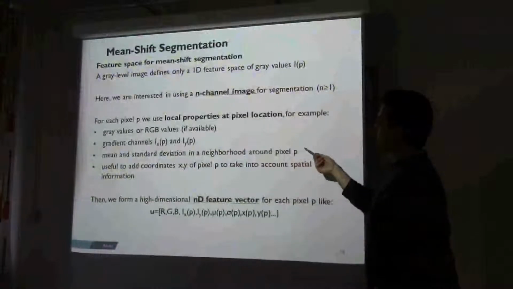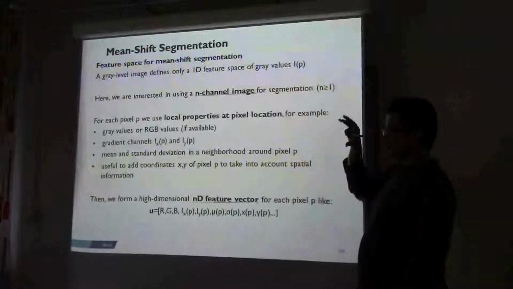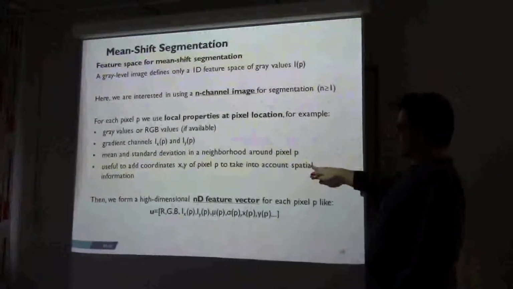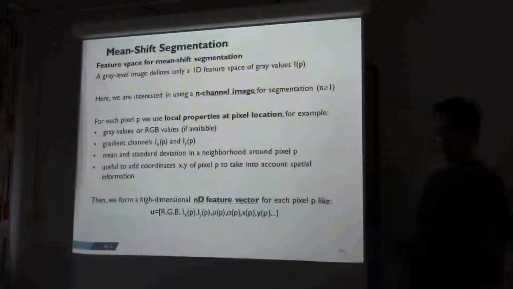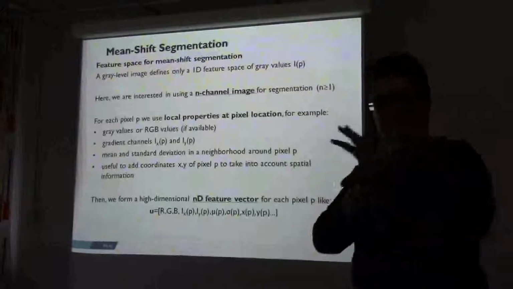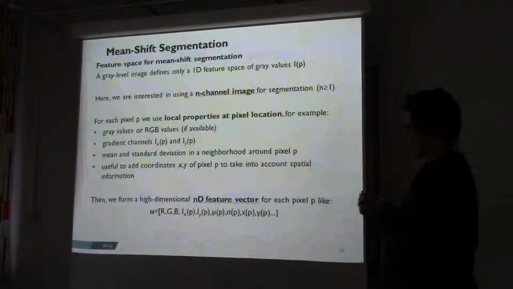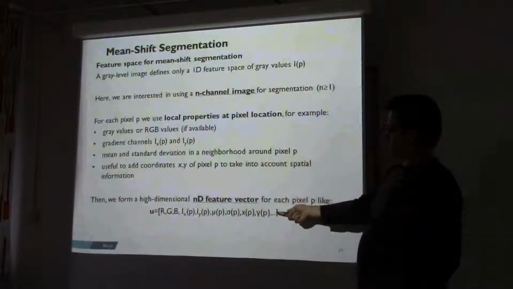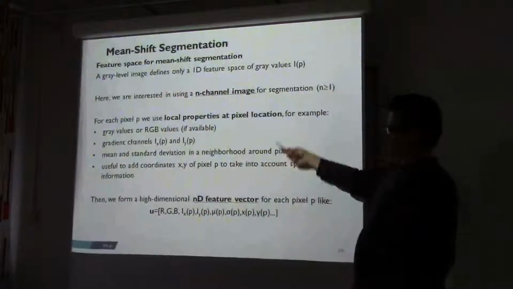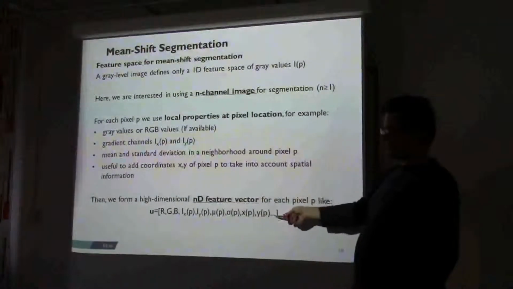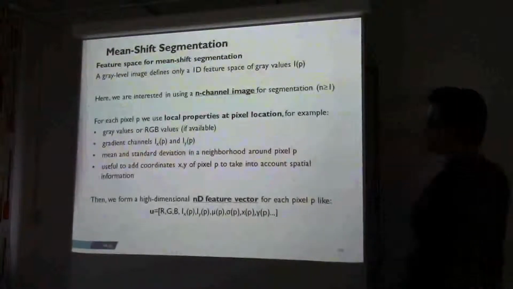You can also compute mean and standard deviation around a pixel P at different sizes. And you can also use the coordinates of the pixel to take into account what you mentioned before, spatial relation. So then for each pixel, we define a feature vector of n different features. Which features? I'm not saying which ones to use. I'm saying that we can use different ones here. We will see later in this class.